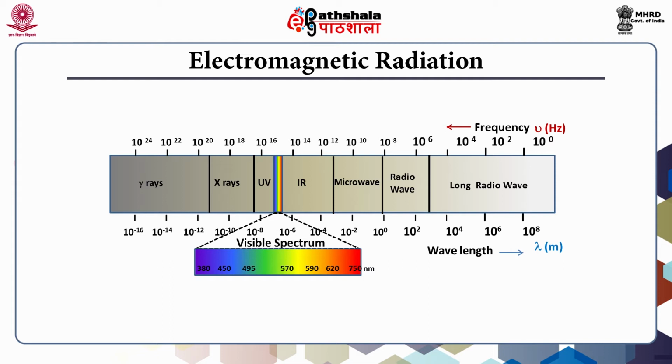Frequency and wavelength are interrelated by the equation c equals lambda nu, where c is the speed of light, lambda is the wavelength, and nu is the frequency. Frequency is the number of complete cycles per second. The standard unit of frequency is Hertz, which is referred to as Hz. Wavelength is referred to as lambda, and it is the distance between one peak or trough of a wave and the next peak or trough.